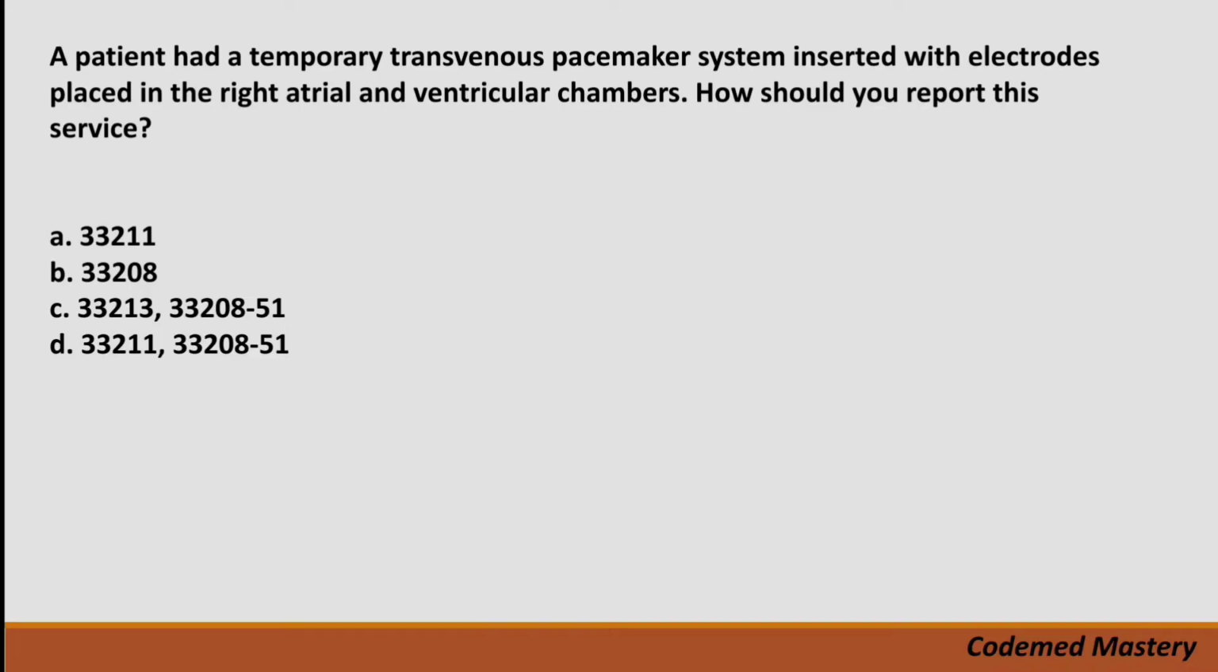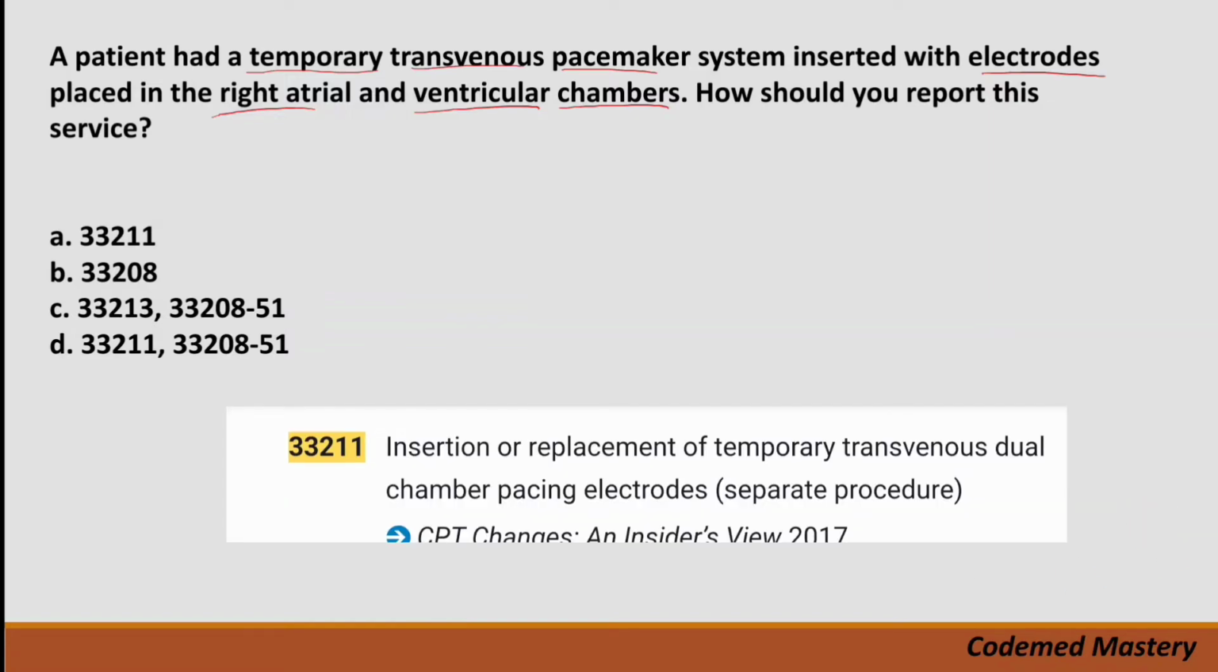Read the question. A patient had a temporary transvenous pacemaker system inserted with electrodes placed in right atrial and ventricular chambers. How should you report this procedure? So, let us check option A, 33211. 33211 is for insertion or replacement of temporary transvenous dual chamber pacing electrodes. In our question also there is insertion of temporary transvenous dual chamber, that is right atrial and ventricular. This will be the right code. So we'll keep this option for now.